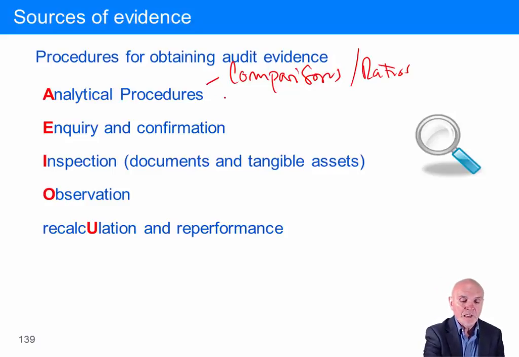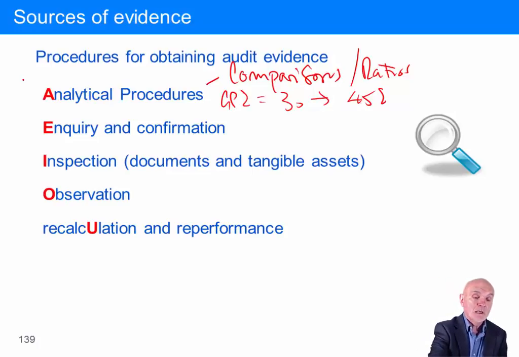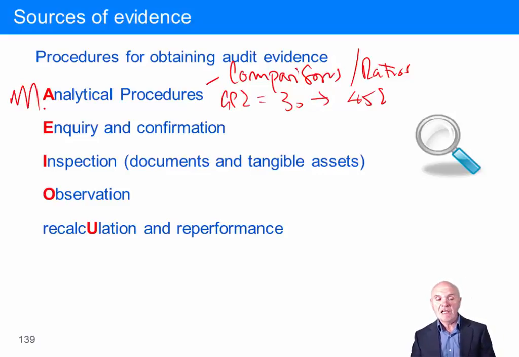So if you saw that last year's gross profit percentage was maybe 30% and this year was 45%, that's a pretty clever trick. Maybe they've done it, but maybe it's indicative of an error. Maybe they haven't accounted for inventory properly or accounted for purchases properly, and this has put up the gross profit percentage from 30 to 45%. This is extremely useful at an audit planning stage.